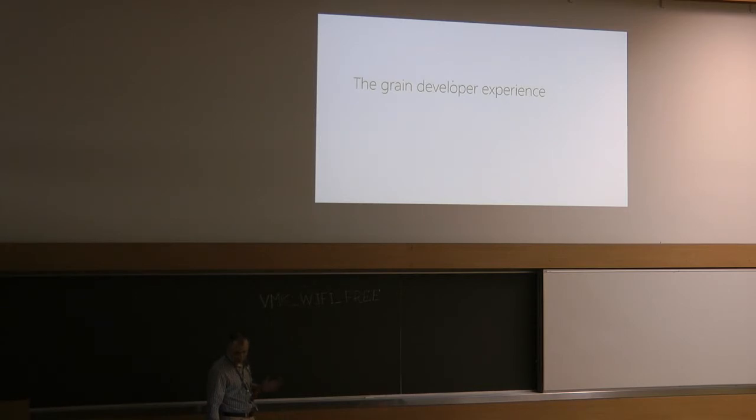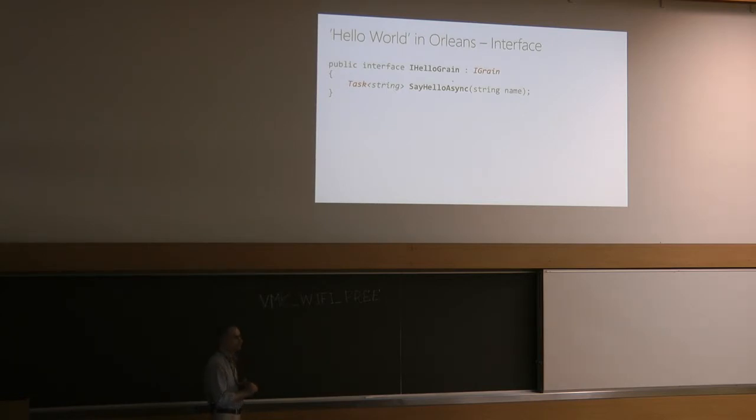Just a glimpse of the grain developer experience. Like I said, I'll cover it in more detail tomorrow. So I mentioned the interface. This is how you define a hello world in Orleans. First you define an interface for your grain, call it IHelloGrain. You see there are two things that are highlighted in red. One, the interface has to extend the marker interface IGrain. There is nothing there, it's just empty, just to indicate IHelloGrain is a grain interface. And the asynchronous requirement is that every method on the grain interface has to return a Task.